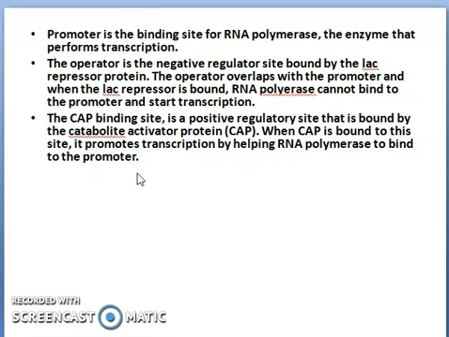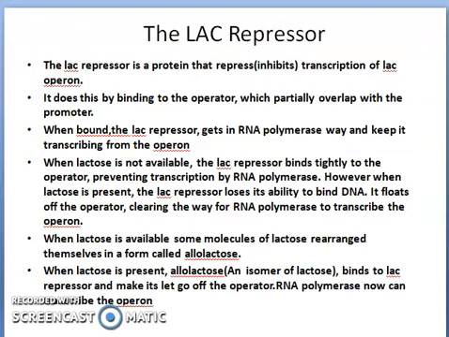What happens when CAP is bound to the promoter region? Then it will help the RNA polymerase to bind to the promoter region and further transcription will take place. Now we will be dealing with another slide, that is the lac repressor. What exactly is the lac repressor?